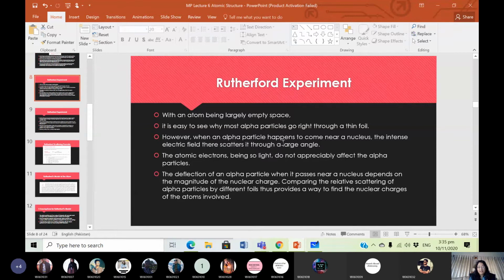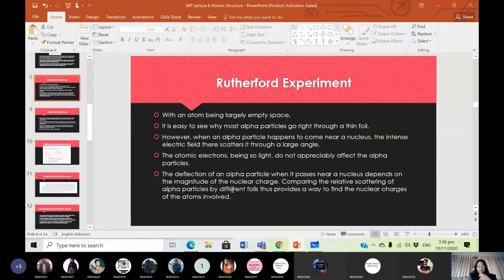So when an alpha particle comes near the nucleus, the intense electric field there scatters it through a large angle. That's how Rutherford explained the Rutherford scattering experiment. The atomic electrons, being so light, do not appreciably affect the alpha particles.